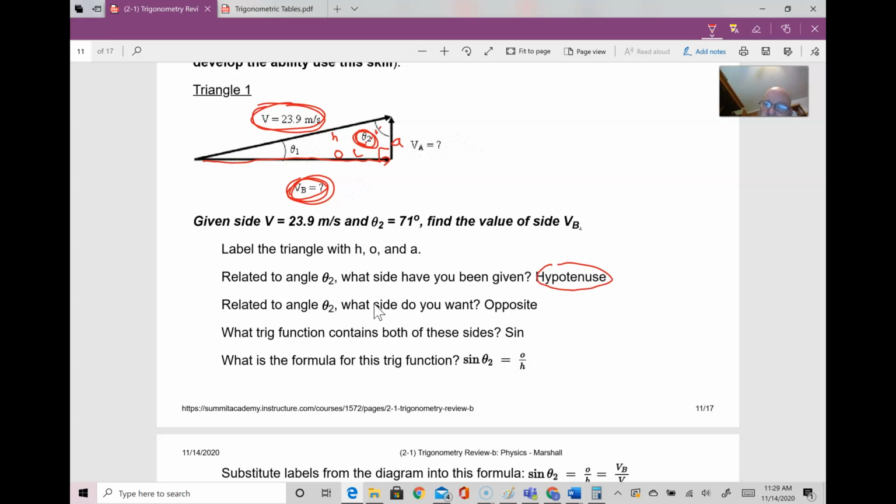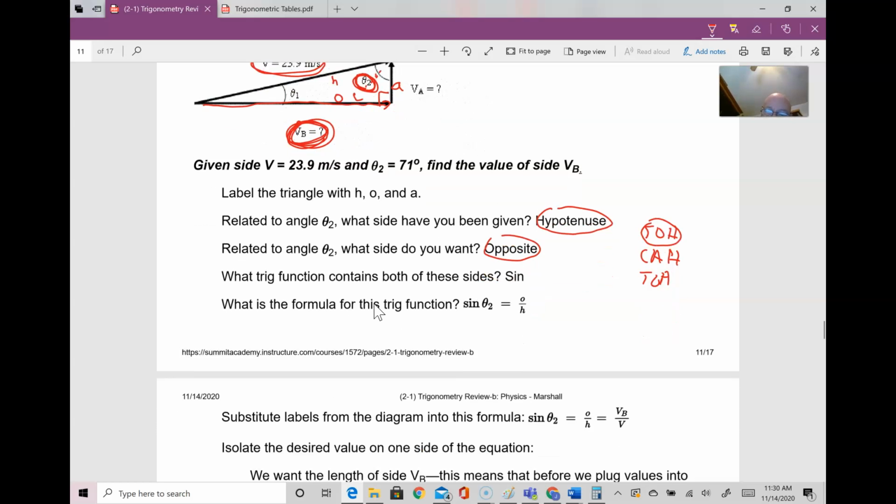Related to the angle theta 2, what side do I want? I want the opposite side. I've been given the hypotenuse and I want the opposite side. That means I have to use sine, right? Because of SOHCAHTOA, sine is the one for the opposite and the hypotenuse. So I'm going to write down sine of theta 2 equals opposite over hypotenuse.